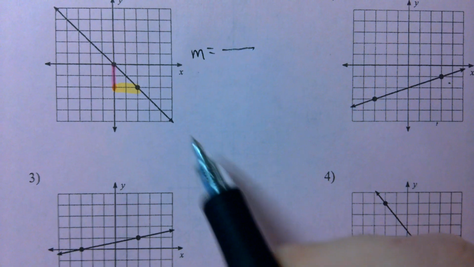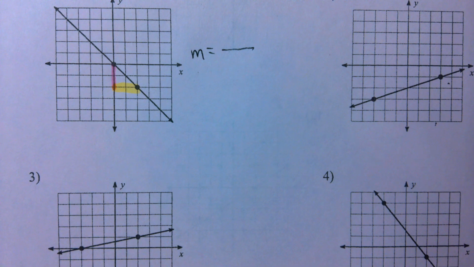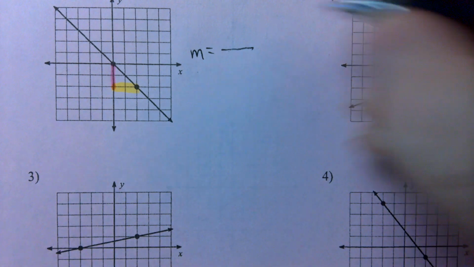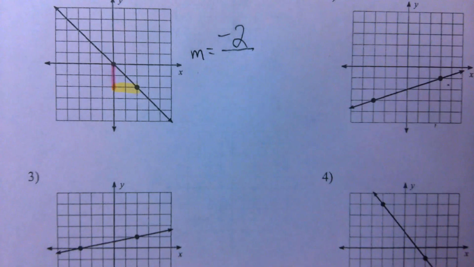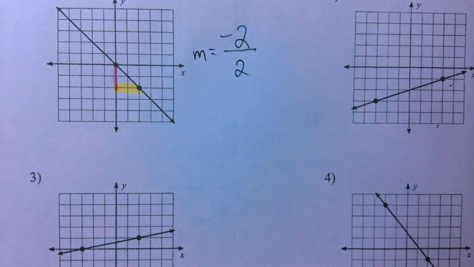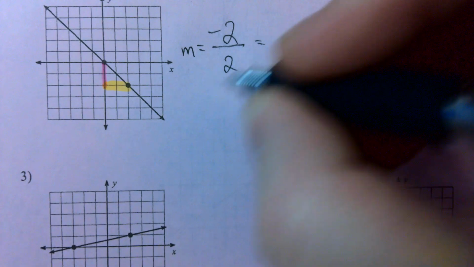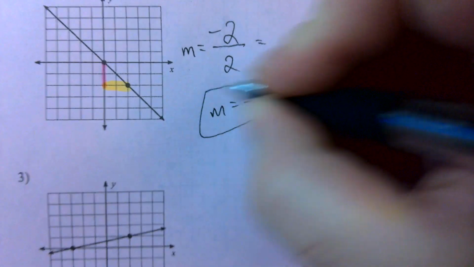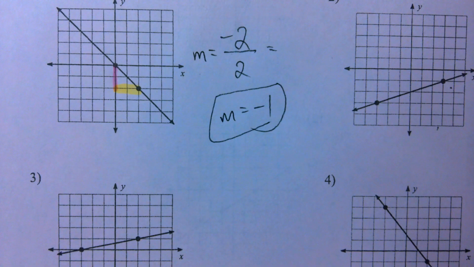How many units did I rise here? 3. Look at the pink line. How many units? 2. 2 units. Did I go up or down? Down. So should that be a positive 2 or a negative 2? Negative 2. How many units did I run over? 2. Everyone with me on that? Yeah. Okay, what's negative 2 divided by 2? That's all it is. All right, you guys can do that, right?